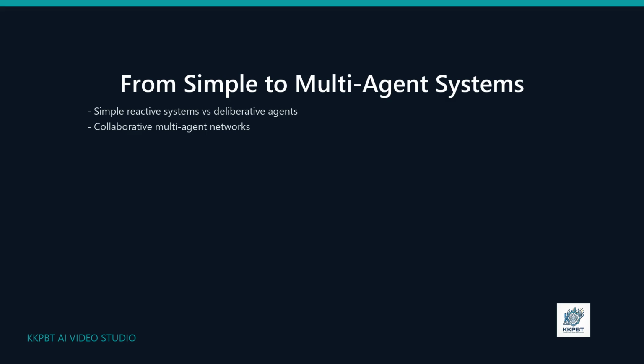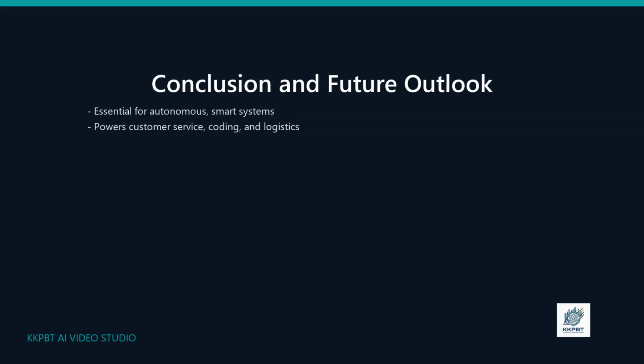Architectures vary in complexity. They range from simple reactive setups that respond instantly, to multi-agent networks where multiple specialized AIs collaborate together. Whether powering coding assistants or managing global supply chains, well-designed architectures make AI truly useful.